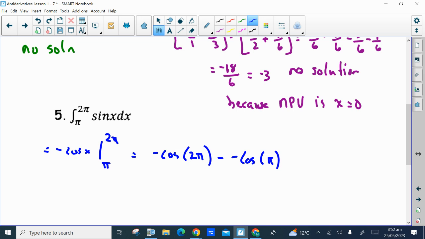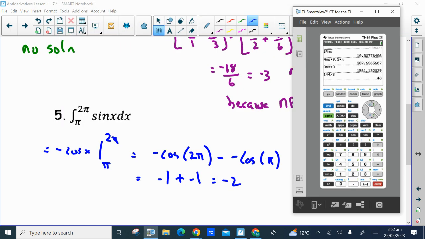2 pi's coterminal angle is 0. At 0, the coordinates are 1, 0. The cosine of 2 pi is 1, but the negative sign in front makes it -1. The minus becomes a plus positive. And then the cosine of pi, well, at pi, the coordinates are -1, 0. The cosine is -1 as well. So you're going to get -1 plus -1, which is -2.